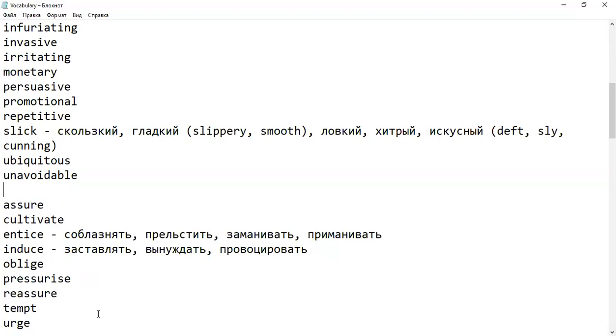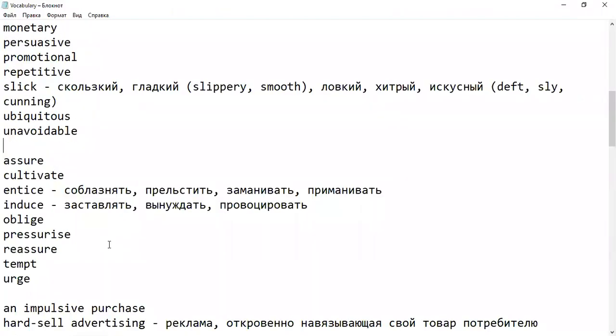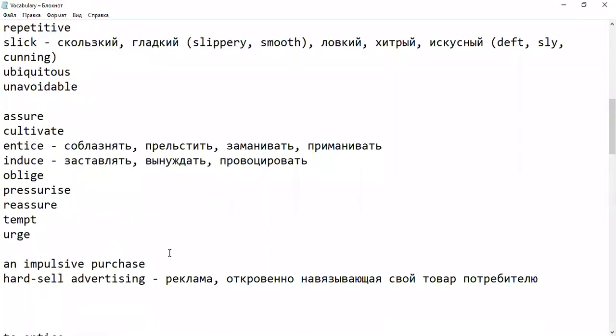Reassure, this to assure. Again, to tempt, it's very similar to entice. This word has a very similar meaning to the verb to entice, and to urge. This is also to make somebody want to do something.